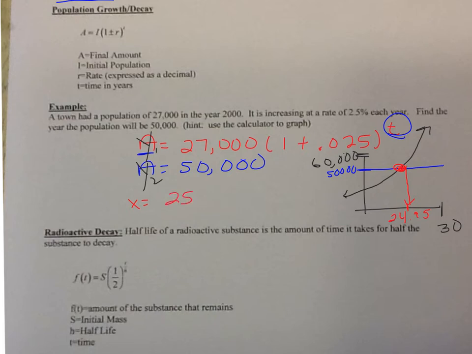You have to round that up because you can't round it down, it won't be enough. So in what year? It says find the year. It will take 25 years. So I'm starting off at 2000, so it'll be 2000 plus 25. So in the year 2025, the population will be 50,000.